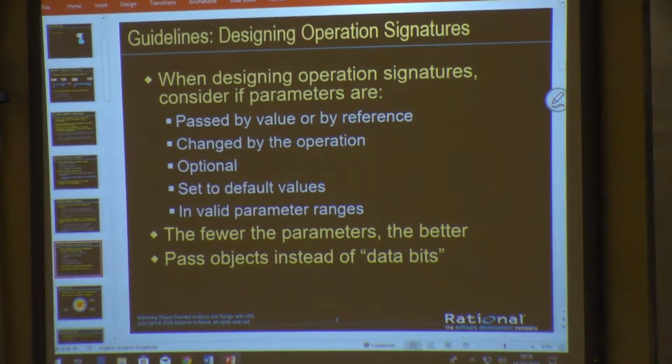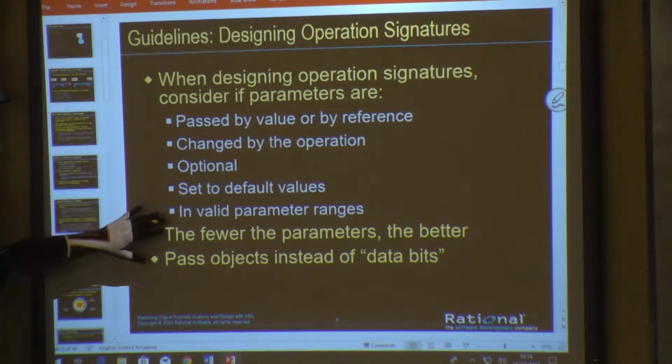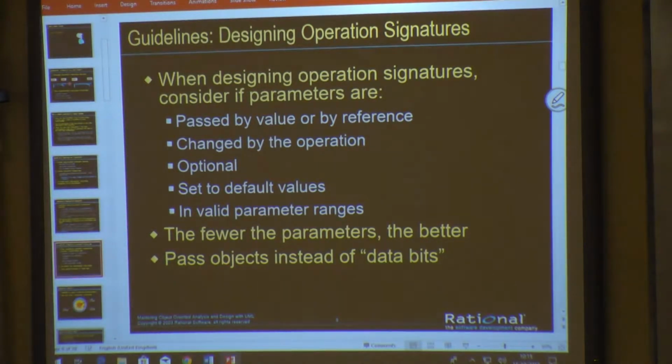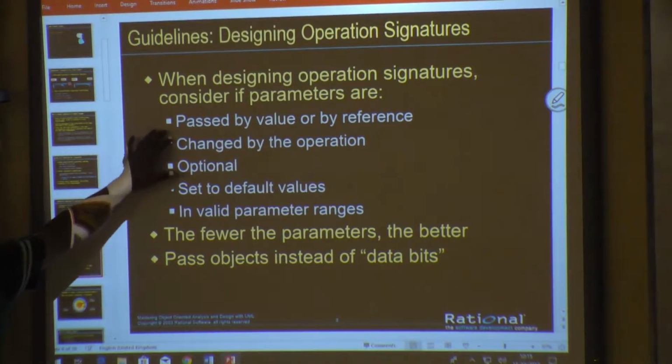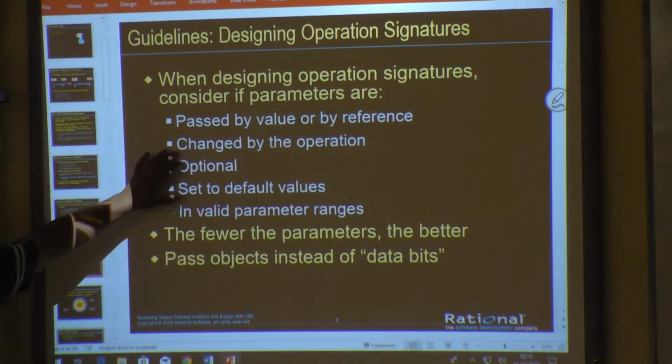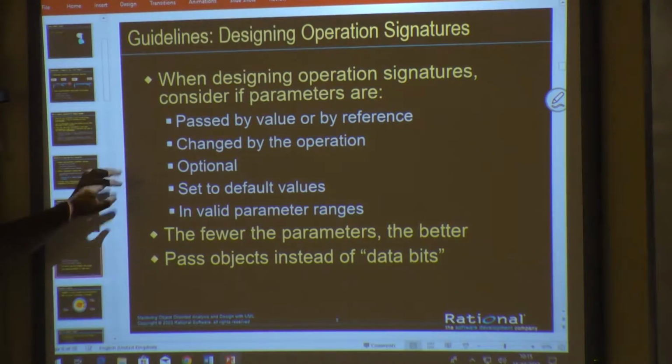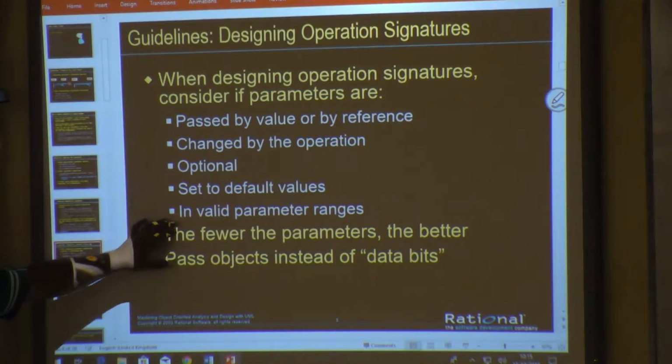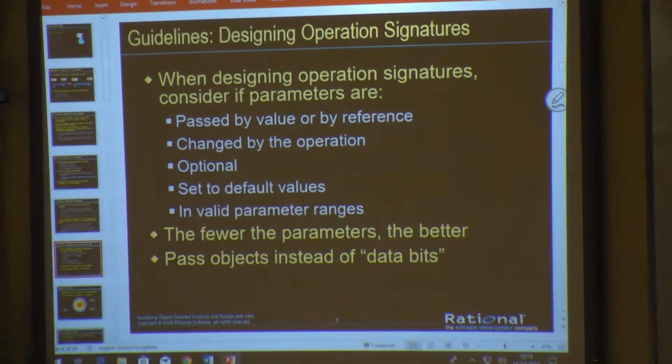Then there's also a continuation about operation signatures, where they talk about that we need to look at what we are passing around in terms of our parameters. We need to look at, are we passing values or data by value or by reference? Is it changed by the operation? Is it possibly optional? Is there possible default value if it's not specified? And then is there invalid parameter ranges or even valid parameter ranges which we need to check and add into the operation.